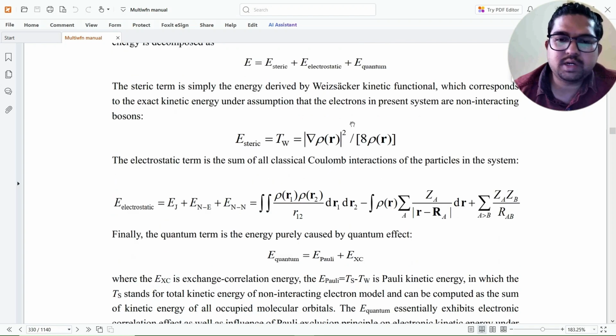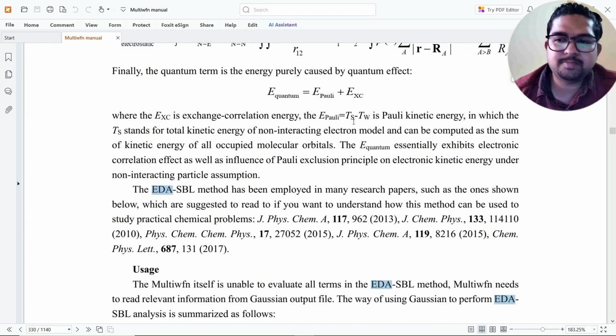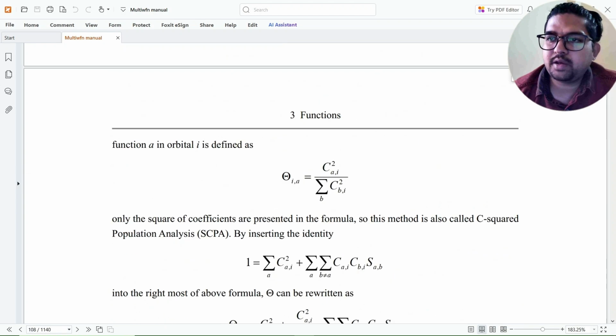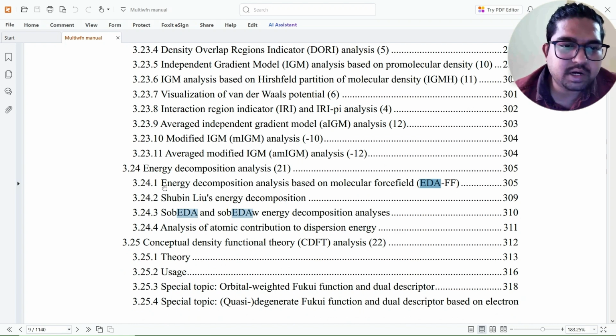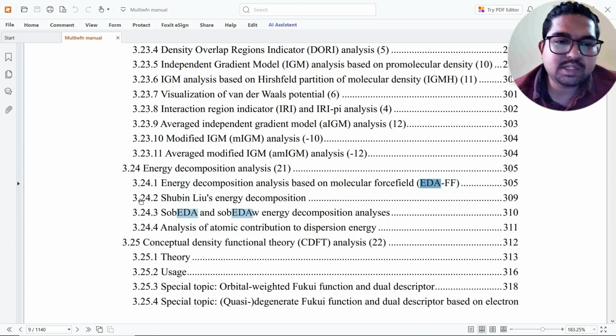There are generally three methods given in this Multiwfn tool. If I show you, here you can see there are three methods: EDA using the force field method, then Sobereva's energy decomposition analysis of the force field, Sobereva's EDA, and the Sobereva-Lu energy decomposition analysis. The best analysis will be the Sobereva-Lu energy decomposition analysis. This analysis requires the output file from Gaussian, which is used for the EDA analysis. That will give you better results compared to the force field method.